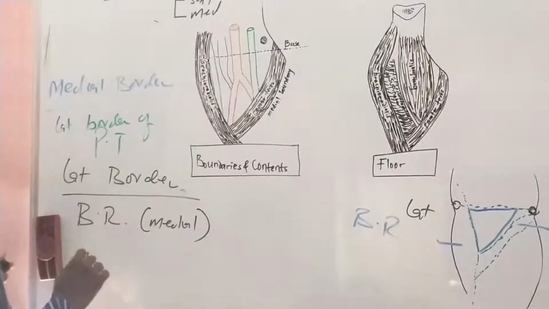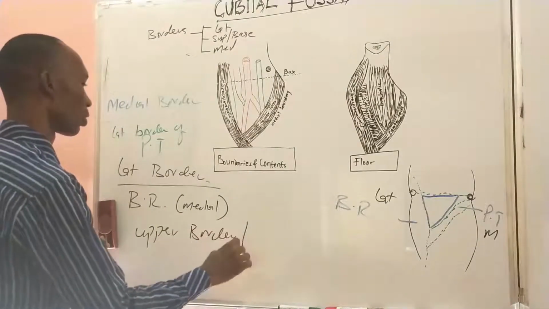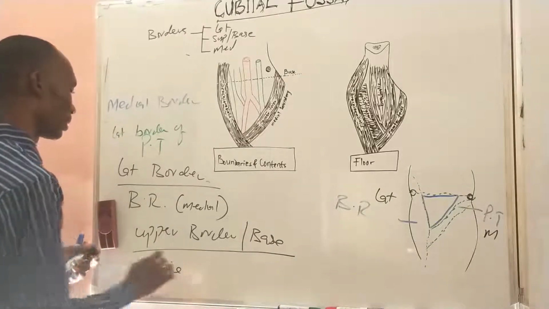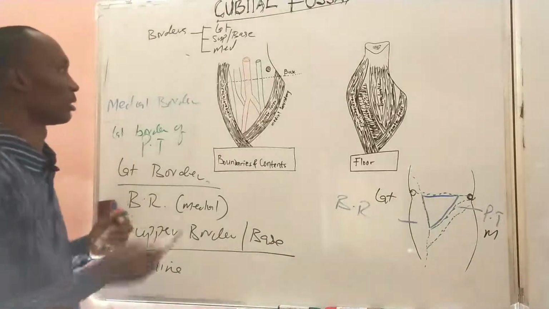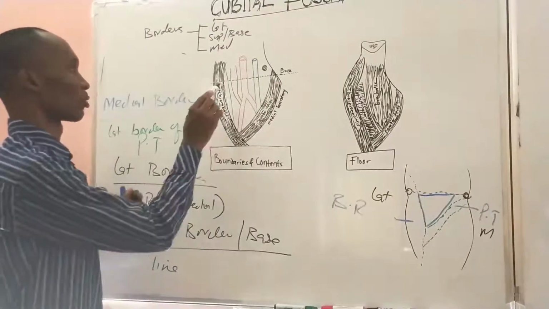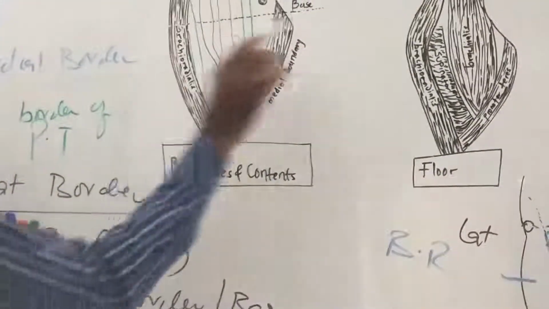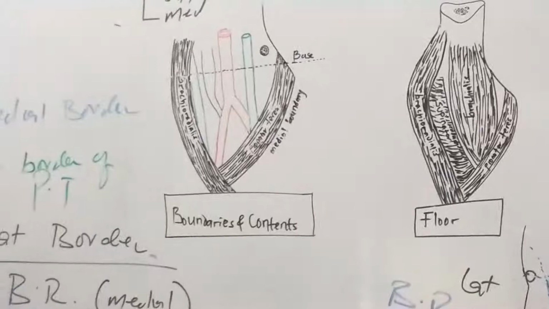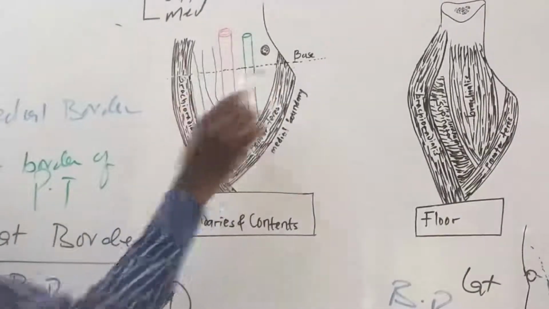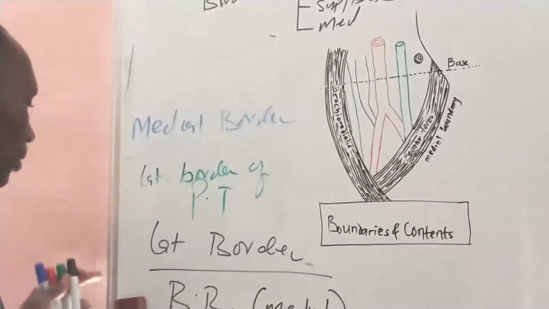Now, for the upper border, which we said is also called the base, it is formed by an imaginary line. This imaginary line ran from the lateral epicondyle to the medial epicondyle. That is what has also been shown in this diagram using the dotted lines. The base is shown in these diagrams using dotted lines.